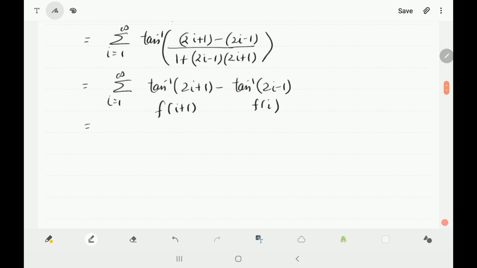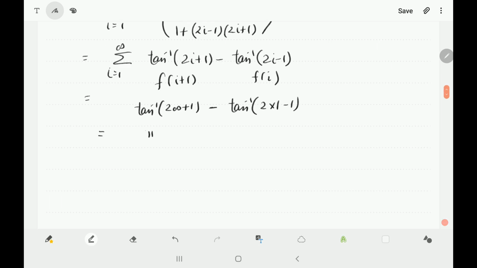Now this can be solved using the Vn method. So infinity will go in the first term, which will give us tan inverse of 2 infinity plus 1. This will give us a standing value. 1 will go in the last term, 2 into 1 minus 1. So tan inverse of infinity will give us pi by 2 minus pi by 4. So the answer for this problem will be pi by 4.